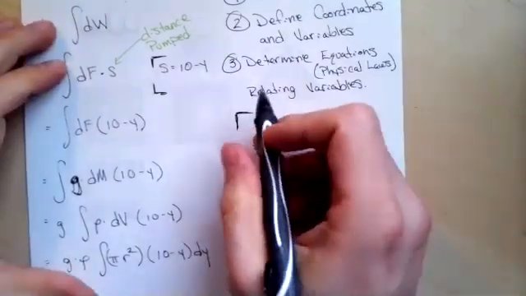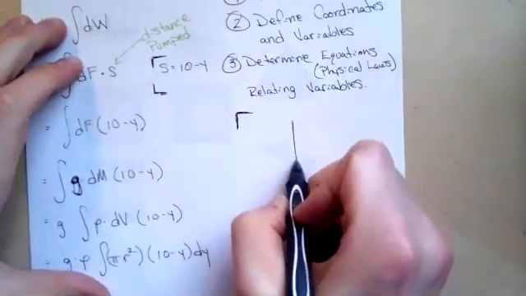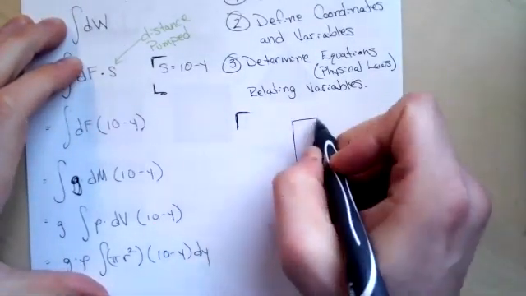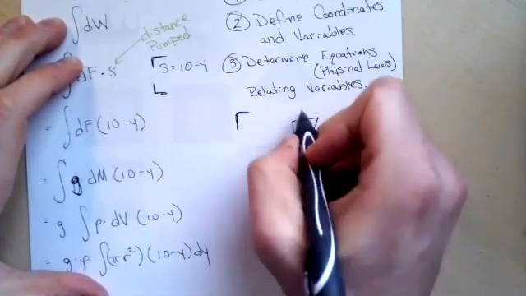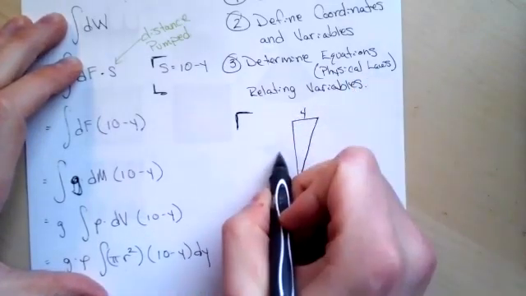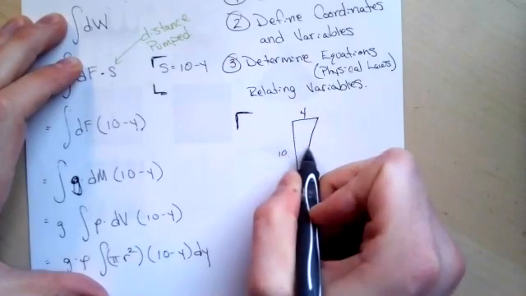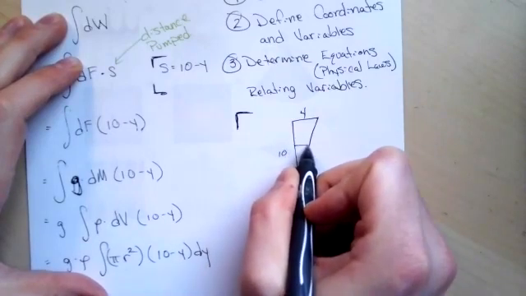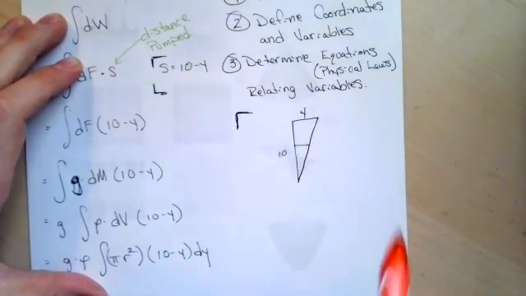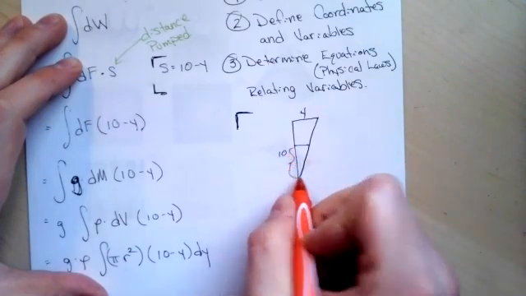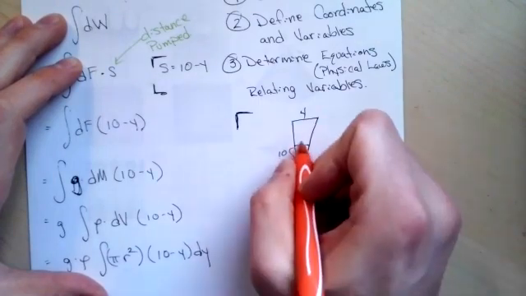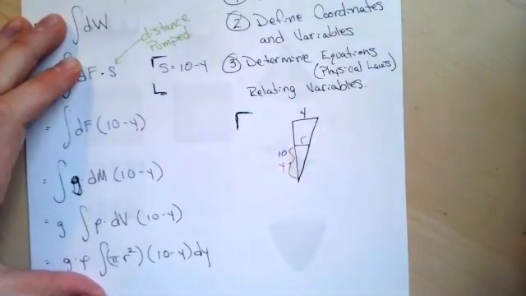So what is our r? Let's break down our picture a little bit. We had 4 centimeters and 10 centimeters. And so at some given height, let's put this in red or orange, our height y, we need to figure out what the radius is.